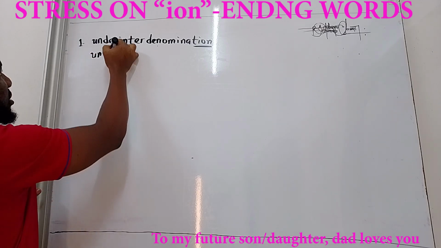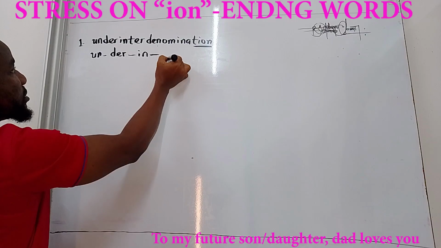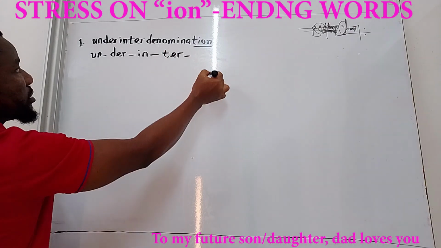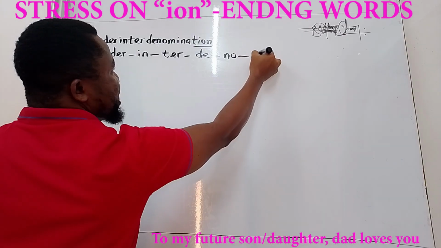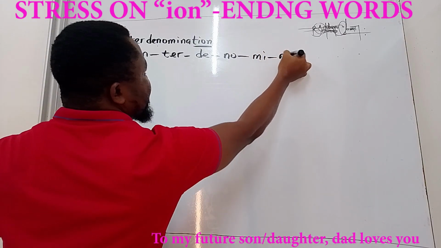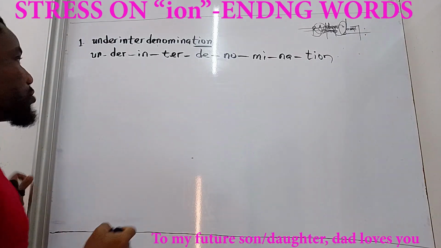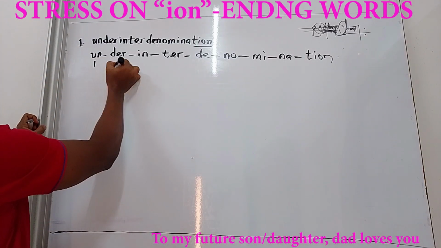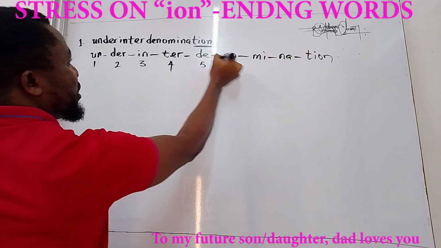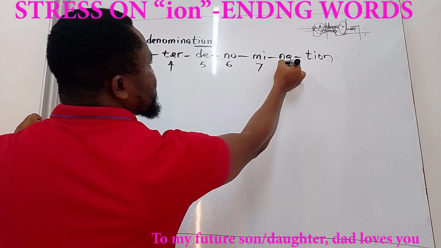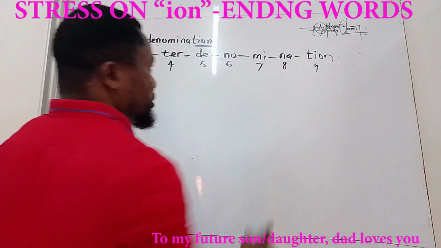Un, der, in, ter, de, no, mi, nation. Right. How many syllables do we have in this word? 1, 2, 3, 4, 5, 6, 7, 8, 9. There are 9 syllables in this word.